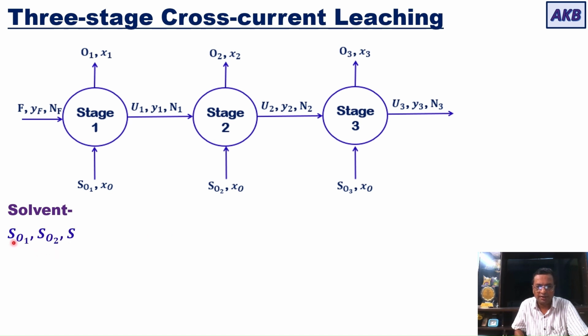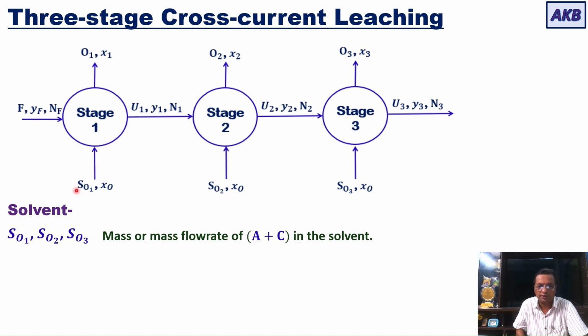For solvent, SO1, SO2, SO3, these are mass or mass flow rate of A plus C in the solvent phase. So SO1 is A plus C in the solvent that is admitted to stage 1. SO2, A plus C in the solvent that is admitted to stage 2. And similarly, you have SO3. The point is SO1, SO2 and SO3, they may be same or they may be different.